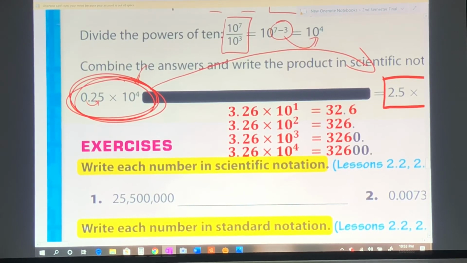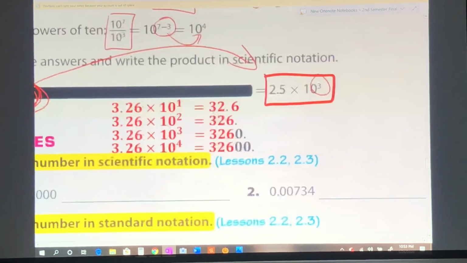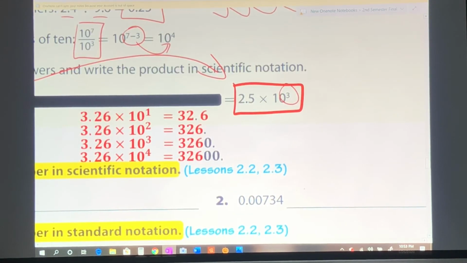Write each number in scientific notation. So you're going from here, you're going to go all the way over here, right? This is your homework, by the way. Number 2, they want you to put it in scientific notation. It's going to be 7.34 times 10 to the something power. Remember, you're going the opposite way. Small number, remember the exponent.